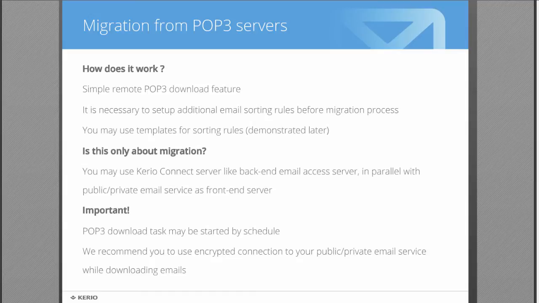Also, I just want to show you that the POP3 download task can be started on a schedule mode. Encrypt the data connection. This is going to take a long time, and there can be some breaks in the communication, so somebody can actually crack your connection. So please pay attention to these two elements. One, encrypt the data, and two, if it's a big one, try to have it by schedule process.